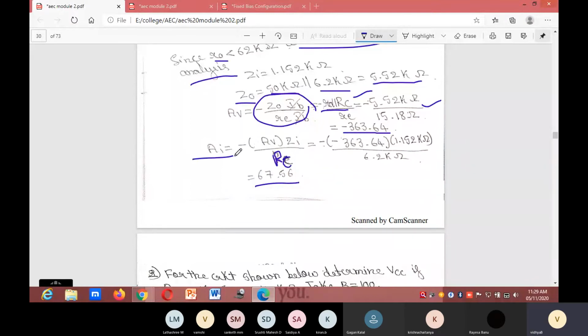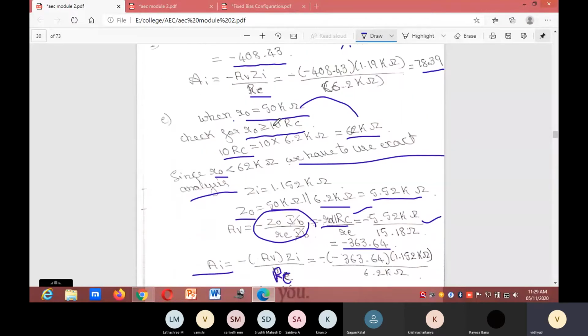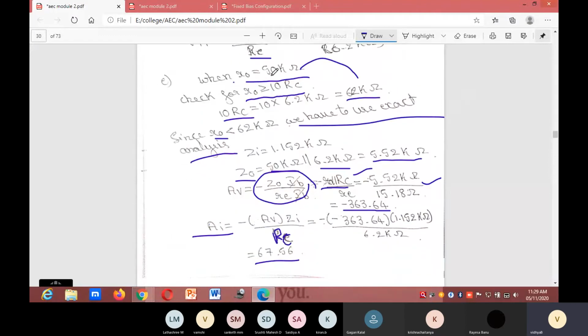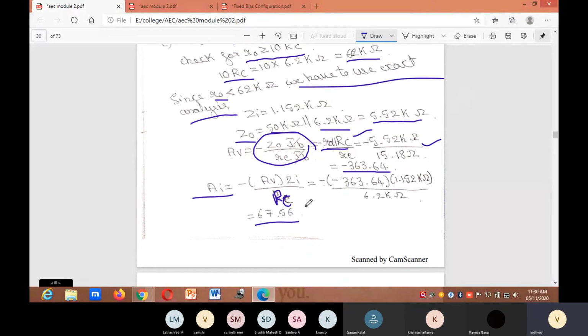When you compare these two, when R naught is equal to infinity, voltage gain is high and current gain is high. When R naught is equal to 50 kilo ohm, voltage gain and current gain are less.